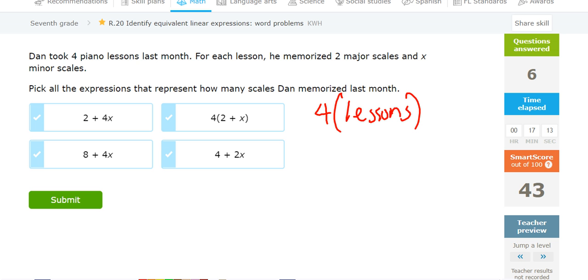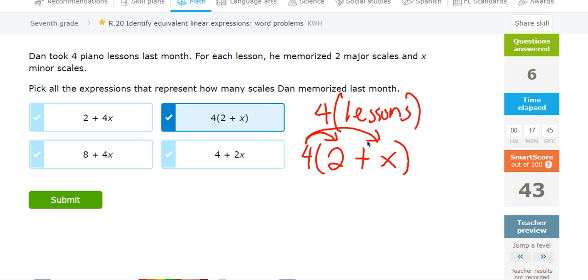That means I can multiply them. For each lesson, he memorized 2 major scales, so 4 times 2 major scales. All right, so 2 major scales plus X minor scales. I don't know how many minor scales, but I know it's 2 plus X. So now I have one of my answer choices. I look further and I say, okay, if I was to distribute, that would be 8 plus 4x. That's another one. And let's see, is there anything else that we could have done?